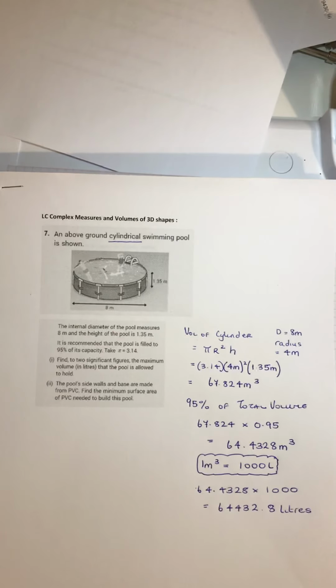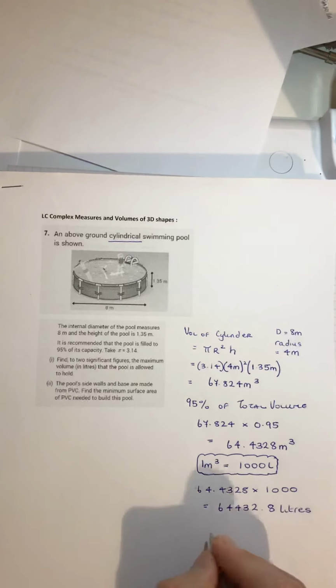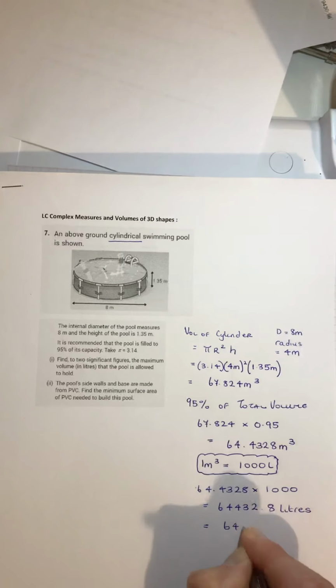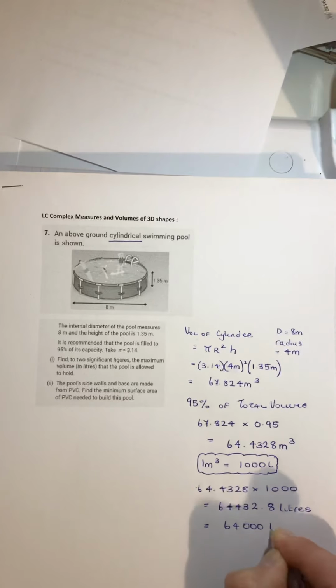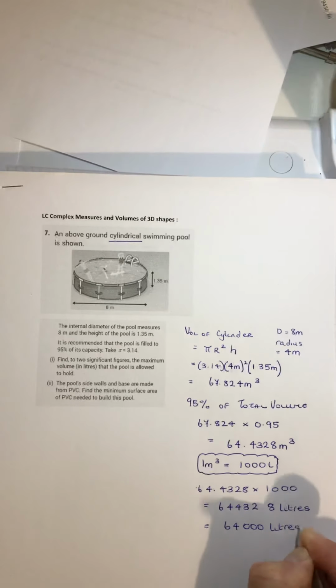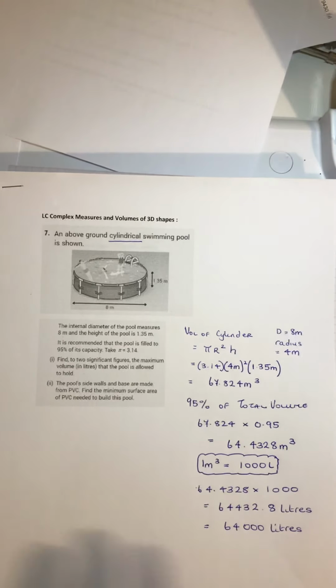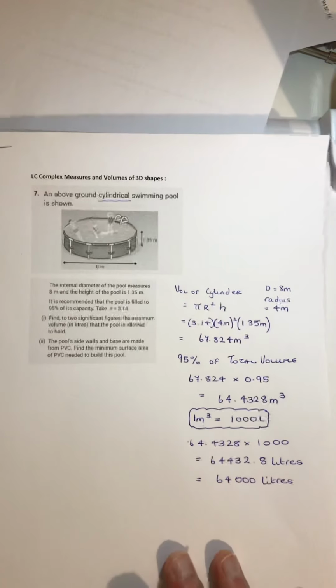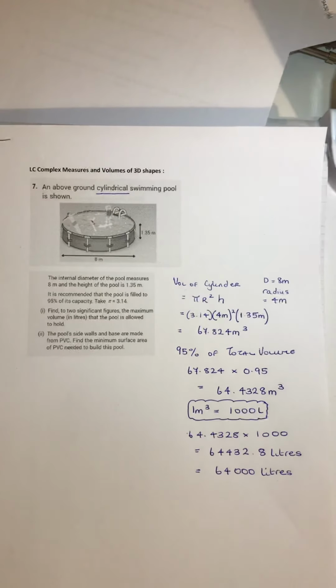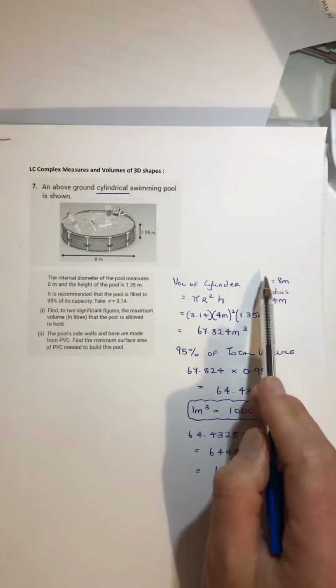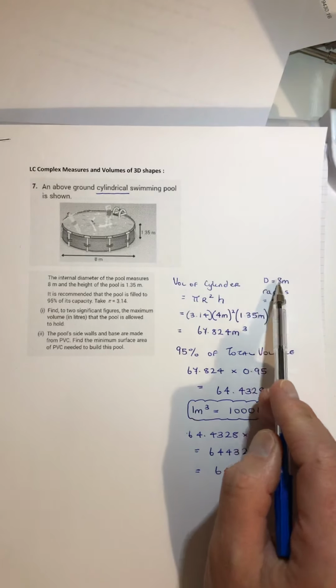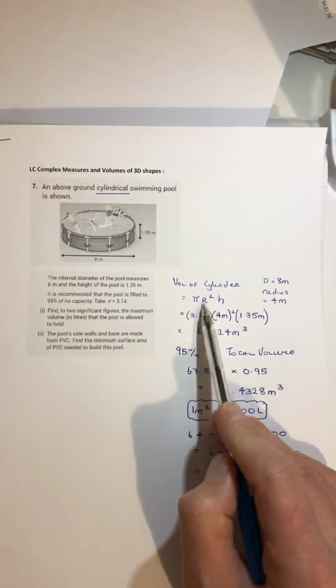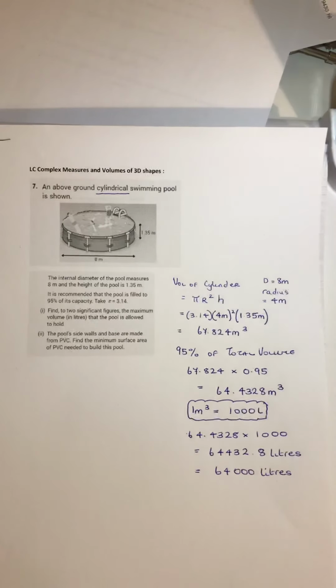Okay, and we want to round that then to two significant figures, so 64,000 litres. Okay, is the volume. Just be careful with that. The diameter of the pool is 8, so the radius is 4, and the volume requires the radius.